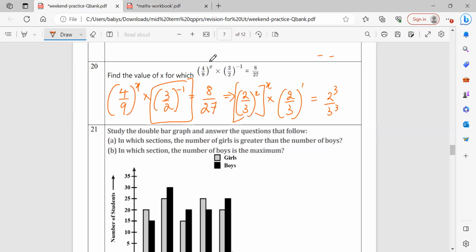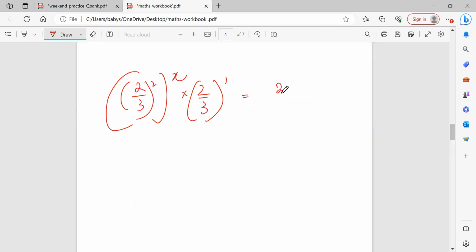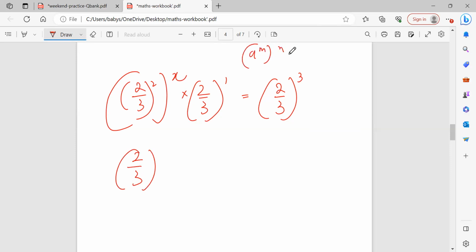What is that equal to? It is equal to 8 by 27, which is (2/3) to the power of 3. When you raise a to the power of m to the power of n, it is a to the power of mn, right? So (2/3) to the power of 2x into (2/3) to the power of 1 is equal to (2/3) to the power of 3.